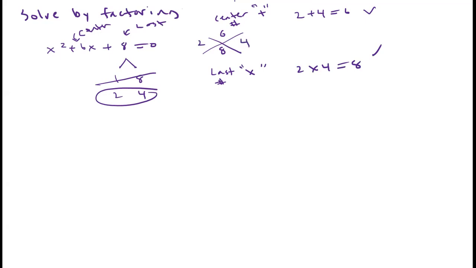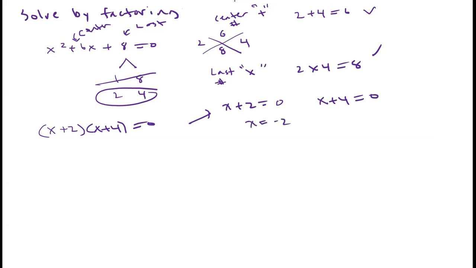So then I'm going to now equal this to the two factors. So x plus 2 times x plus 4, and equal that to 0. So that means that I need to set them both to 0. So x plus 2 equals 0, and x plus 4 equals 0. And I solve for x. I subtract 2 on both sides here, and that gives me -2. I subtract 4 on both sides here, and that gives me -4. So these are going to be my solutions to this quadratic equation.